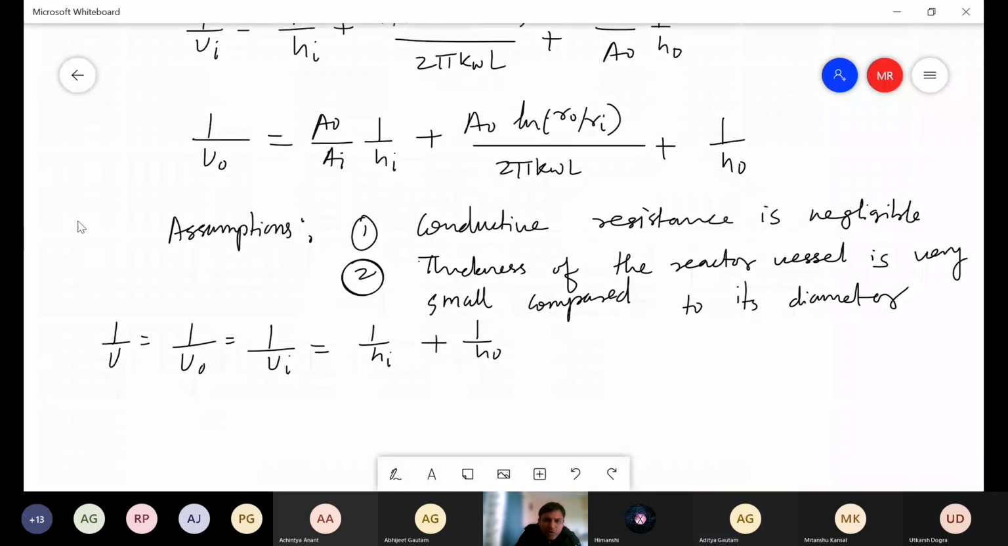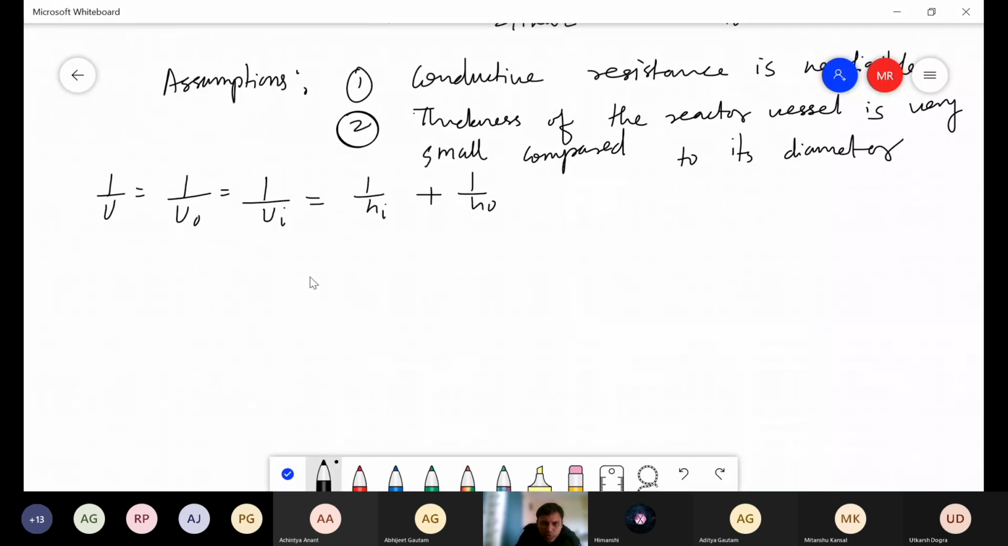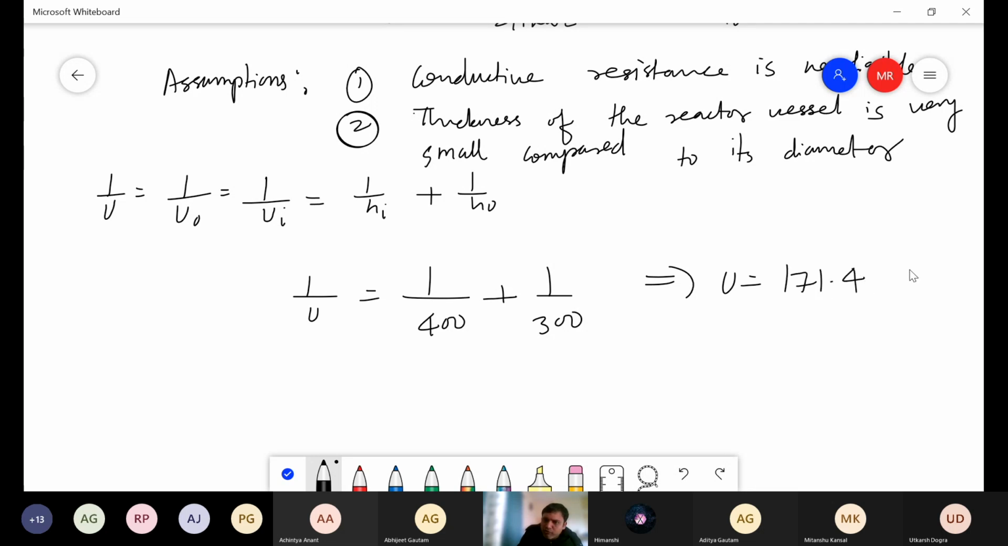So with this assumption, now let's put the values. 1 by U is given as 1 upon Hi. How much is the value of Hi? Hi is 400 and Ho is 300. So from this, U comes out to be 171.4 watt per meter square per degree Celsius. Check whether it is correct.